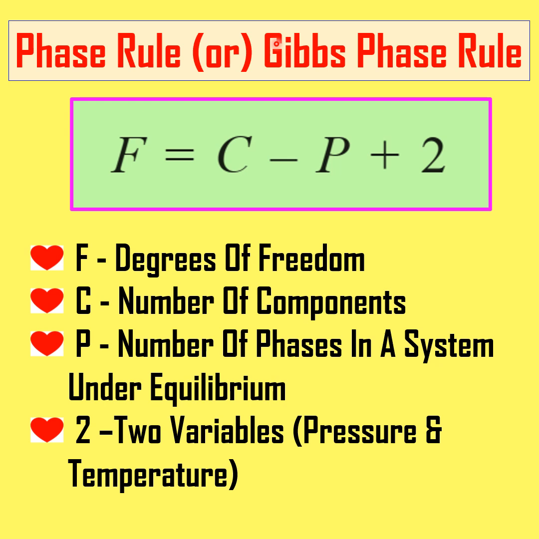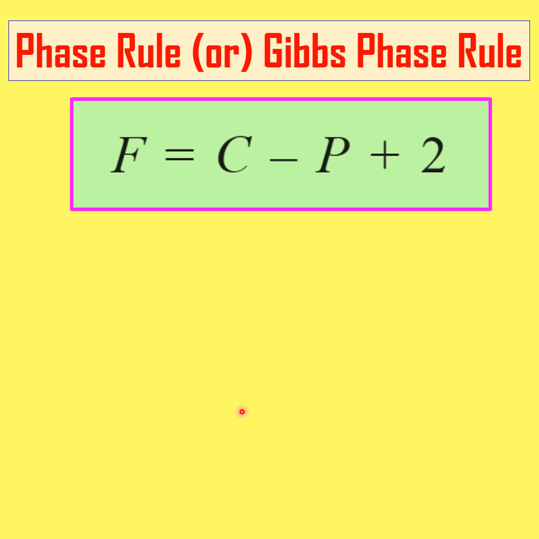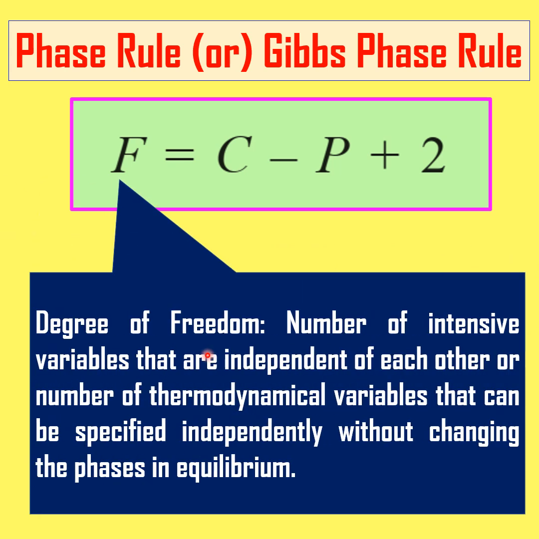So this is the actual formula for the phase rule, that is F = C - P + 2. F is the number of degrees of freedom, C is the number of components, and P is the number of phases present in the system under equilibrium condition, and the 2 is actually the total number of external variables, pressure and temperature. So now we look at the definition for each of these parameters.